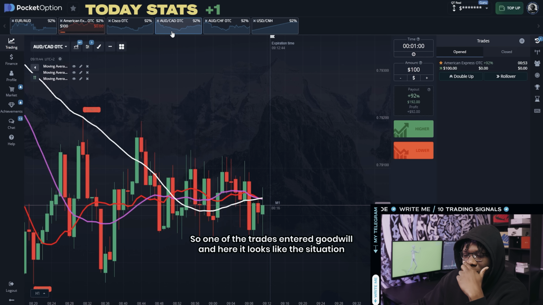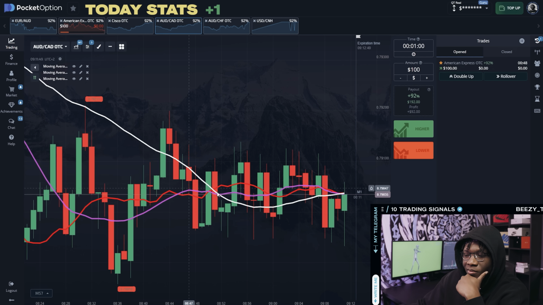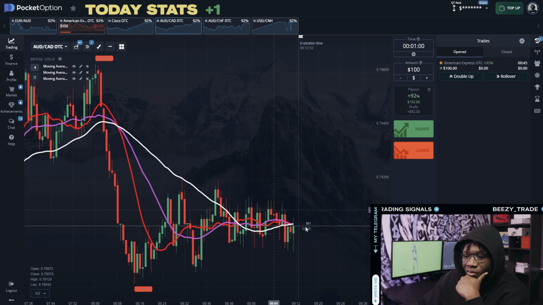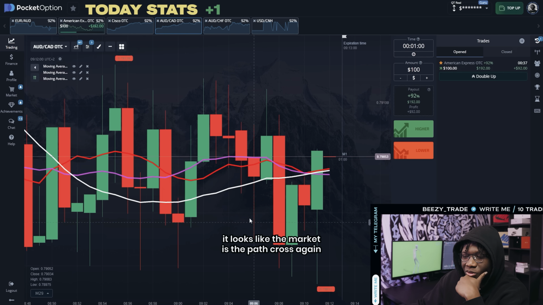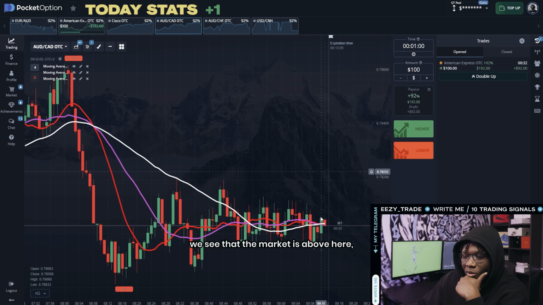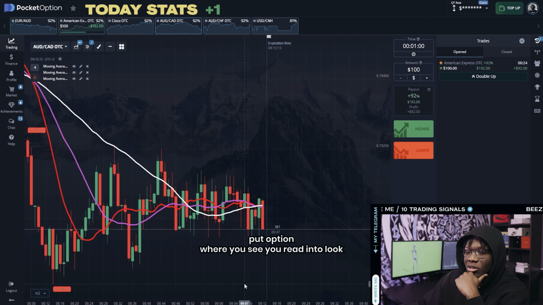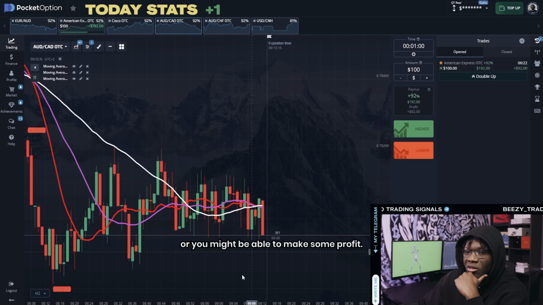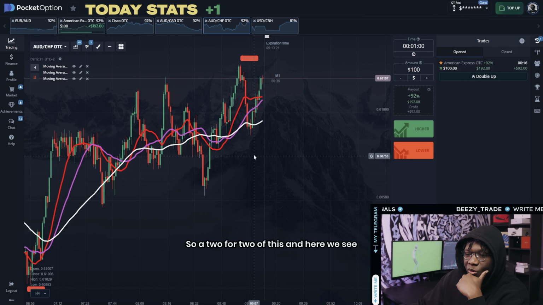So one of the trades has entered really well. And here it looks like a situation where we see the market crossing multiple times, right? And we can see it right above now. It looks like the market is about to cross again, or it just crossed here. But we see that the market is above the 50 EMA, which usually means a put option right there. You can see if we had entered a little bit early, we might have been able to make some profit on that. So we're 2 for 2 on this.